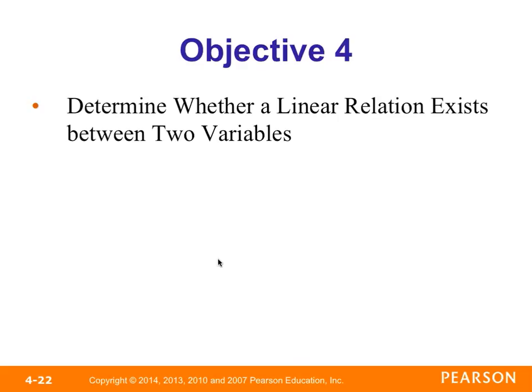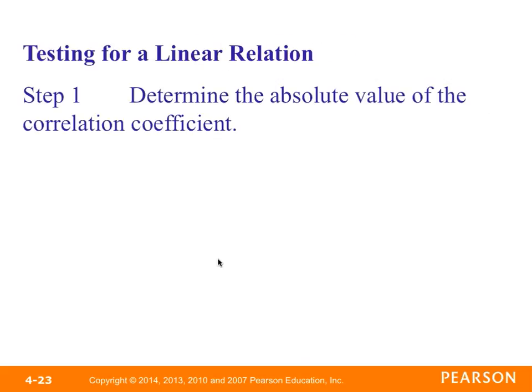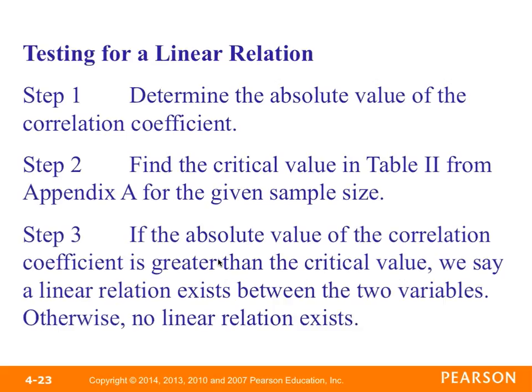Okay, objective 4 is to determine whether a linear relation exists between two variables. If we want to test for a linear relation, step 1 is to determine the absolute value of the correlation coefficient. Find the critical value in Table 2 from Appendix A for the given sample size. If the absolute value of the correlation coefficient is greater than the critical value, we say that a linear relation exists between the variables. But if that's not the case, then we would say that no linear relationship exists.